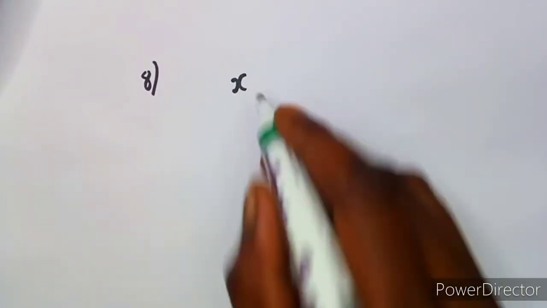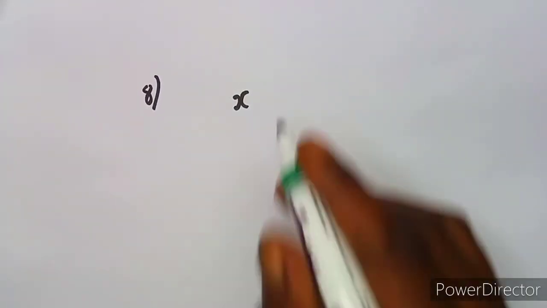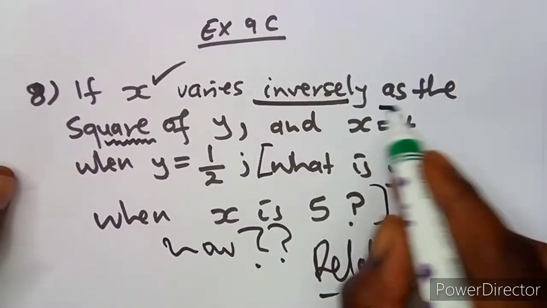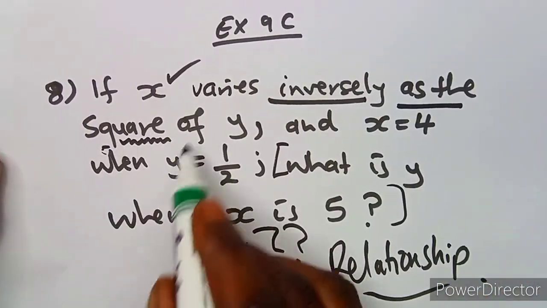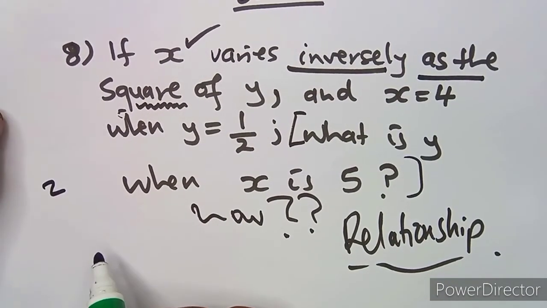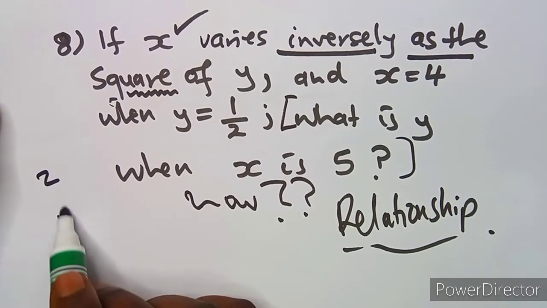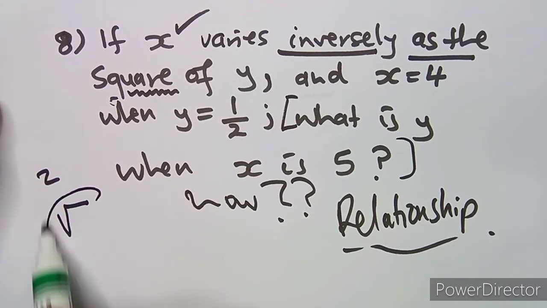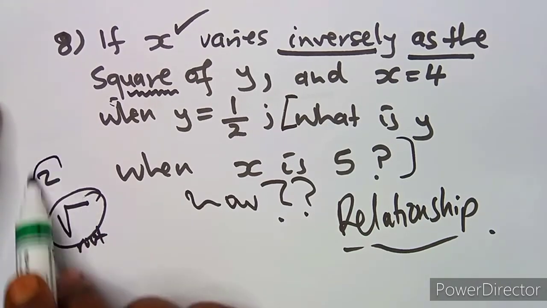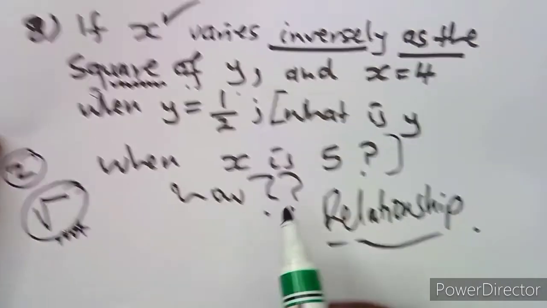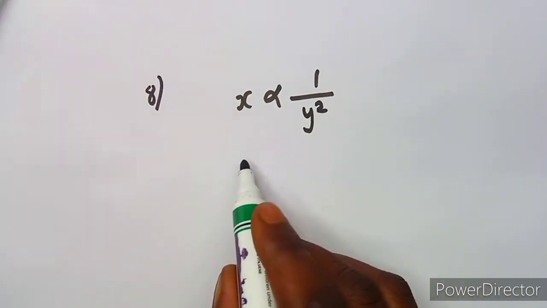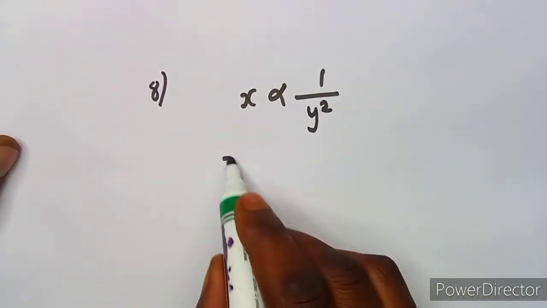So it's x, varies inversely. That's 1 over, what do we have here? As the square. This is not the square root, but the square, to the exponent of 2, the power of 2. That is square. Square root, that is square root. This one is a square. So the square of y is y squared. Okay, introduce the constant and the equal sign at the same time.